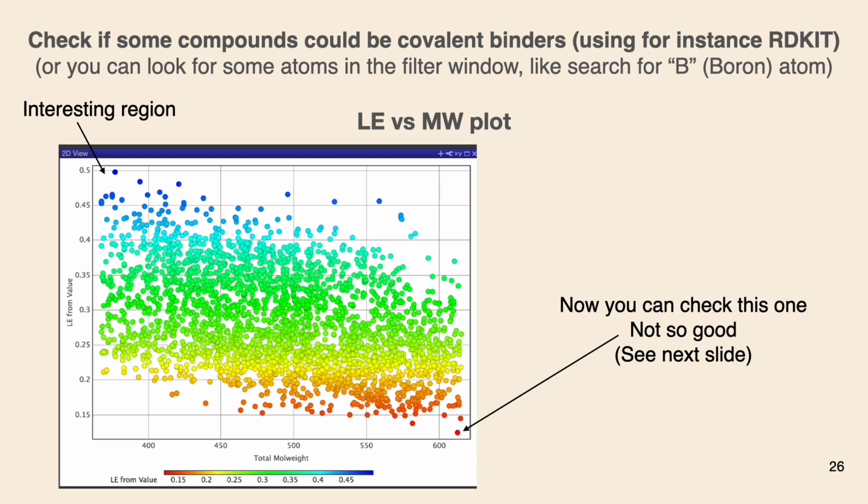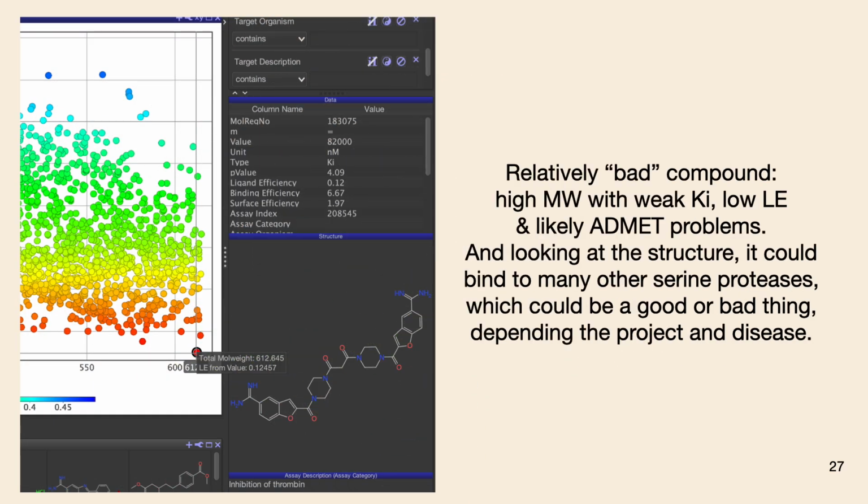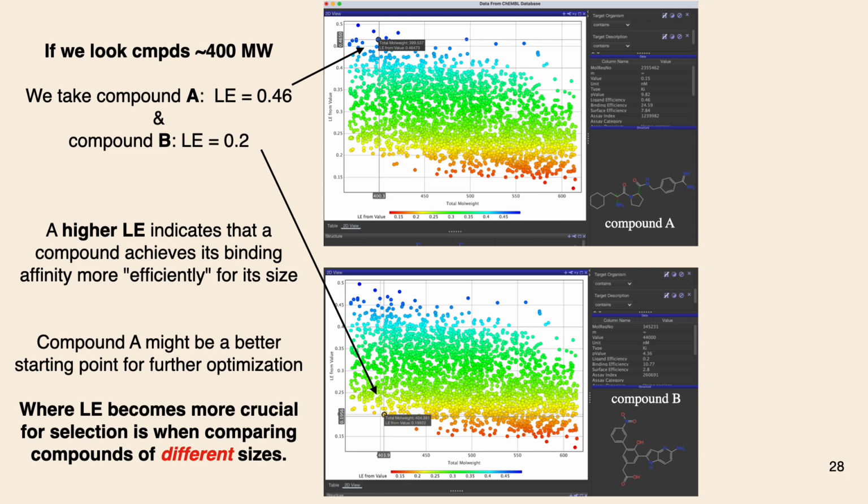The region in the top left corner could contain interesting compounds, thus molecules with lower molecular weights and higher ligand efficiency values. We can also click on the other side, as shown, and we should see compounds that are not so good as starting points. This is illustrated on this slide, where we see a molecule with high molecular weight and low ligand efficiency. This is just another way of looking at compounds using this plot.